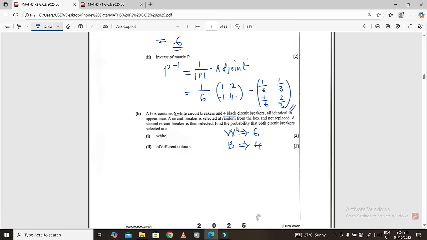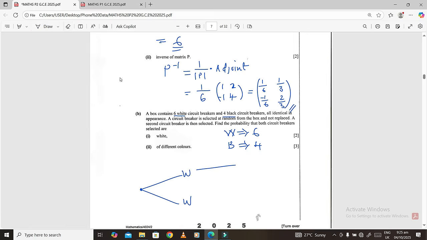A circuit breaker is selected at random from the box and not replaced. A second circuit breaker is then selected. Find the probability that both circuit breakers selected are white. So here I think it's important that we create the tree diagram. So this is white, this is white. Oh, sorry, black. It's supposed to be black.